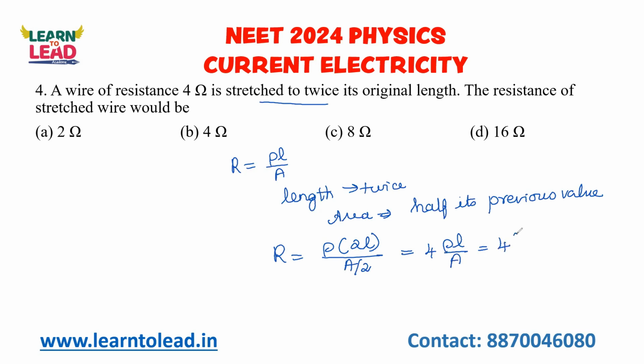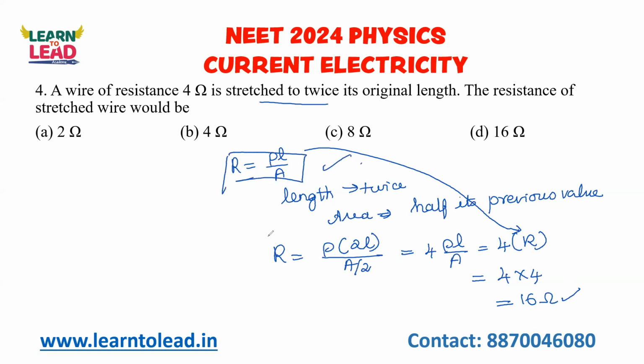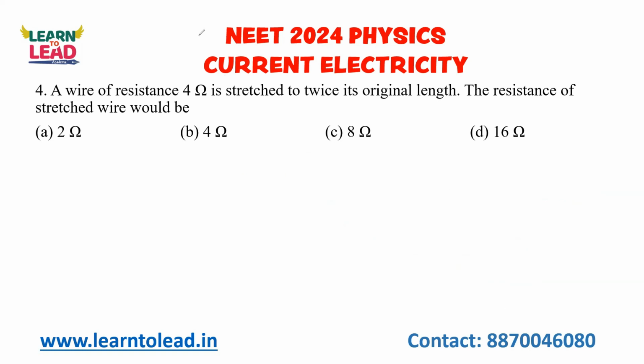So 4 into R, that is the old resistance. Okay, what is the value of the old resistance? 4 ohms, right? 4 into 4, 16 ohms is your answer. Four fours are 16 ohms is your answer. Okay, so remember the formula R is equal to rho L by A. It is very important. So, next.